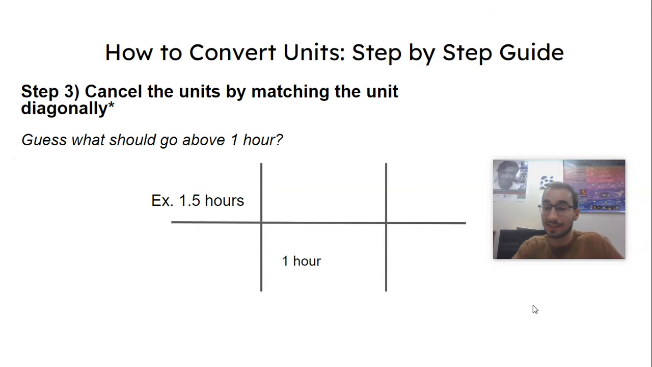Step 3 is when it starts getting a little trickier. You cancel the units by matching the unit diagonally. Okay, so since we have 1.5 hours, we need to match the word hours diagonally. So we put 1 hour here. Okay, and remember, I'm trying to get how many seconds are in 1.5 hours. So what do you think should go above 1 hour here? Please pause the video and think to yourself, what could go there? Hopefully you did not put seconds.